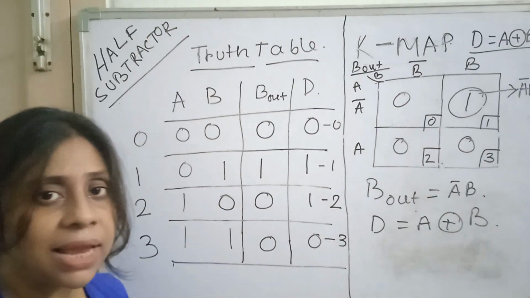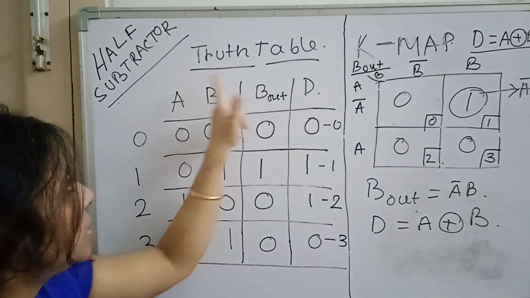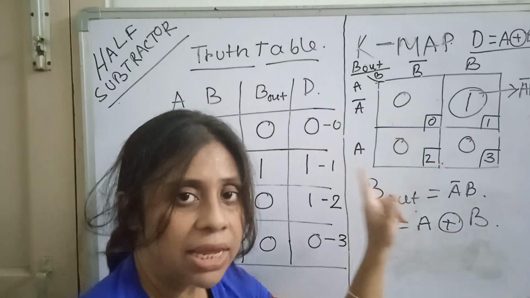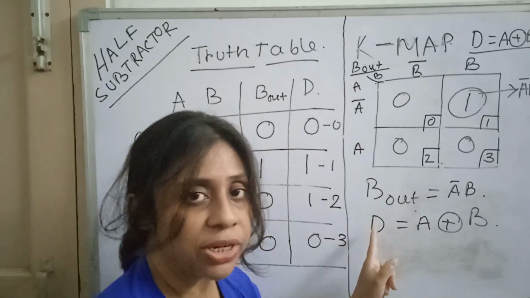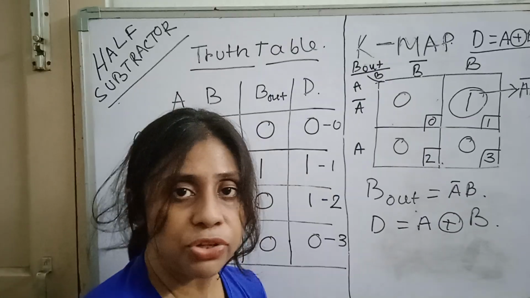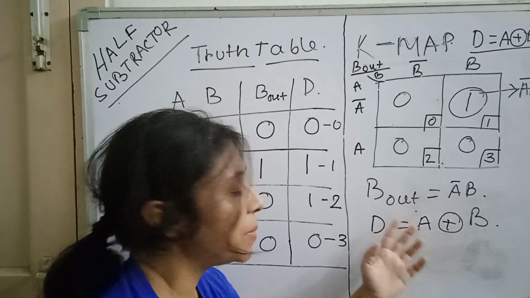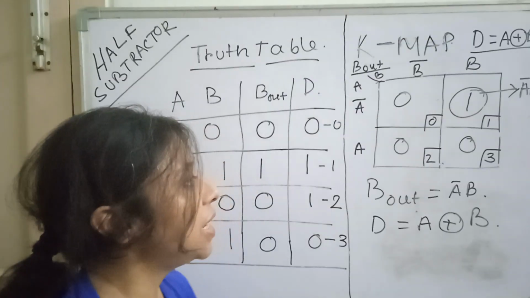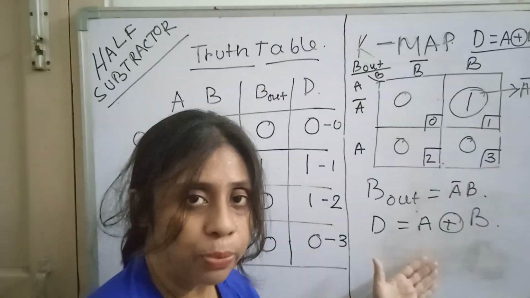For designing any combinational circuit, we need to go through 4 steps. Step 1 is to have the truth table. Step 2 is to have the KMAP for each individual output line. Step 3 is to have the output expression for each individual output line. There are 2 output lines, difference and B out, and we have got expressions for both. Now what is the final or 4th step? That is to design or to draw the logic circuit for these 2 output lines.